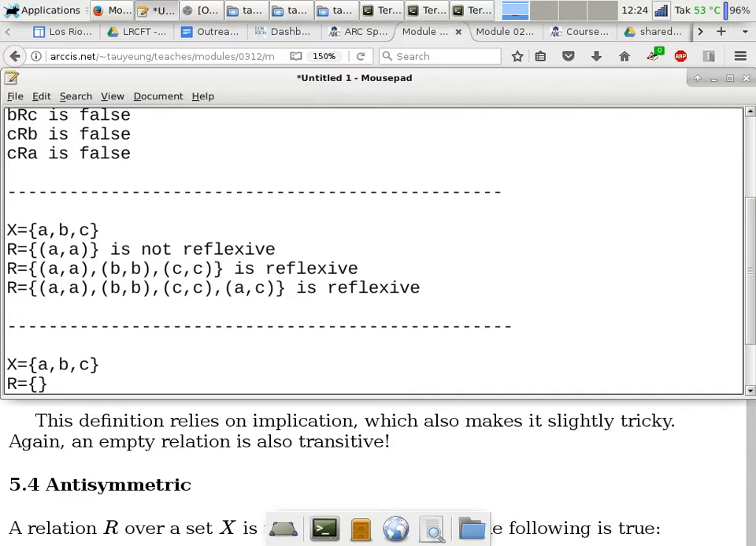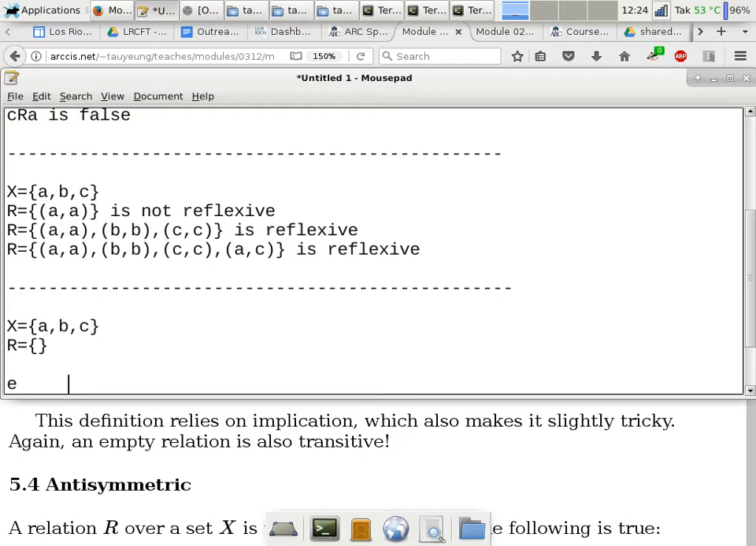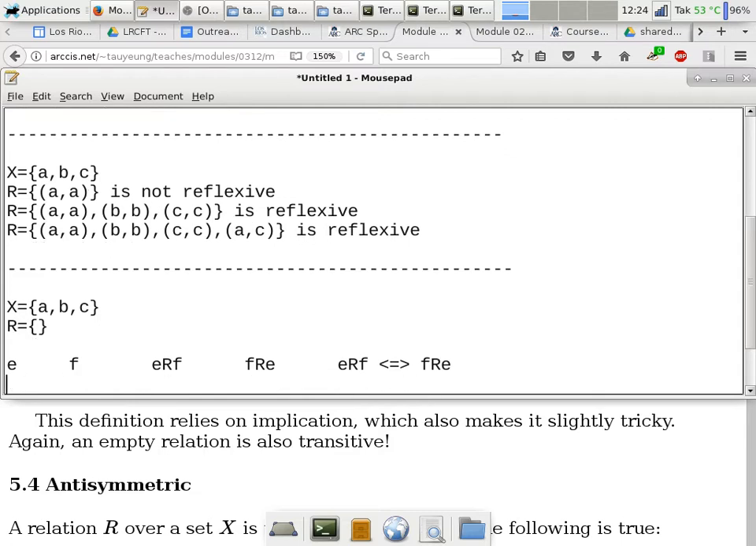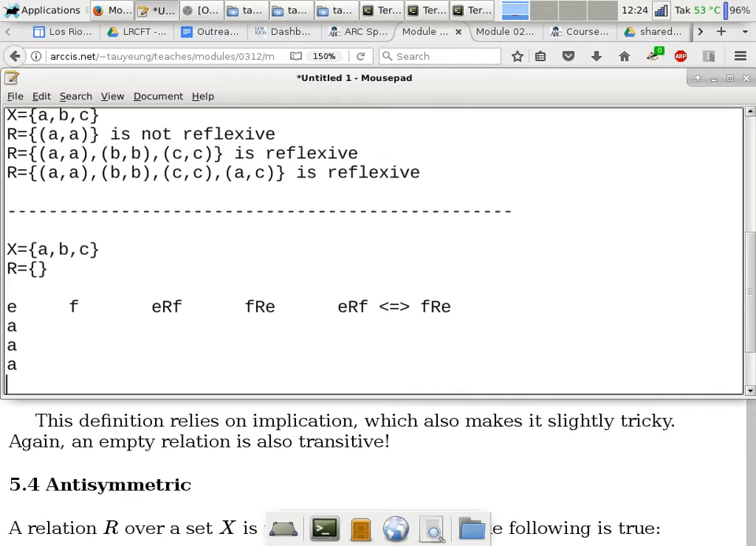Let's check how we qualify this whole thing to be symmetric or not. Good thing I chose two different letters in the definition, so we can now use E and F here. So we say E R F, and then F R E, and then E R F if and only if F R E. We're going to evaluate all of these expressions, where E and F are elements in X. This is going to be a little bit tedious.